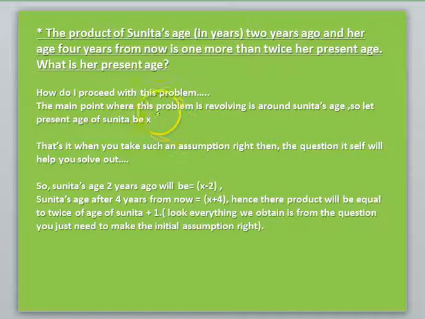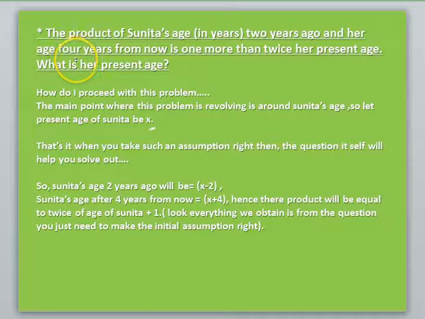So let the present age of Sunita be x. This is my basic assumption. Such an assumption would be perfect and will help you solve the question. So Sunita's age 2 years ago will be x minus 2. Why are we finding this? Because the question says so. After that, Sunita's age 4 years from now would become x plus 4. It is very simple. If you are at the age of 5 right now, after 5 years, if I ask you what will be your age, you would simply say 10. That is how this goes on.